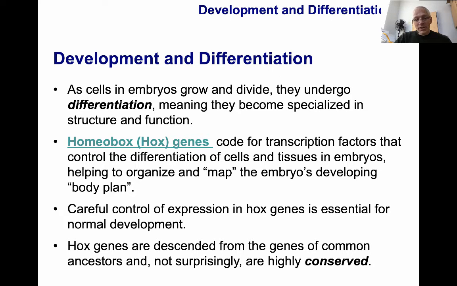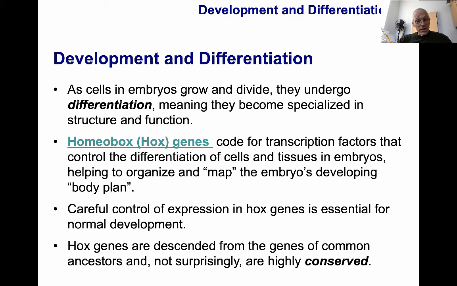HOX genes are descended from genes of common ancestors, and not surprisingly, they are highly conserved, meaning these genes stay unchanged throughout evolutionary history. And that's not surprising because these control mechanisms that determine how an egg can successfully become a larva or an adult animal, there are a bazillion things that can go wrong, and it's miraculous that any of us are ever born and grow up because of all the things that could go wrong and don't.